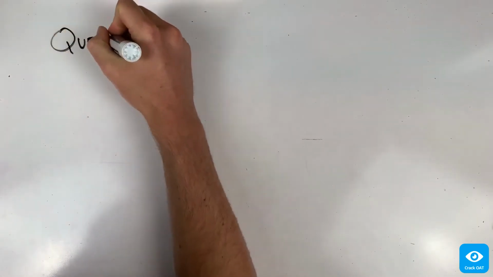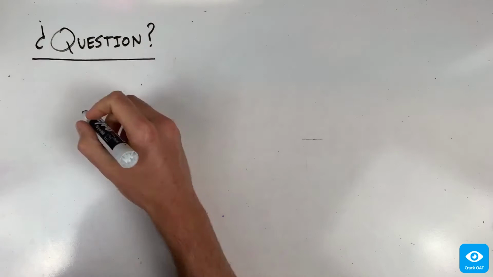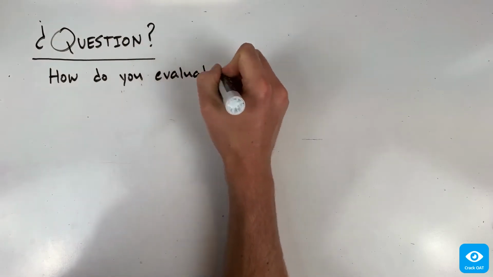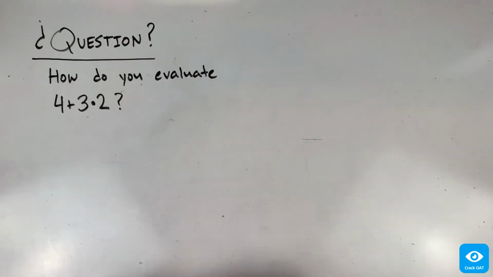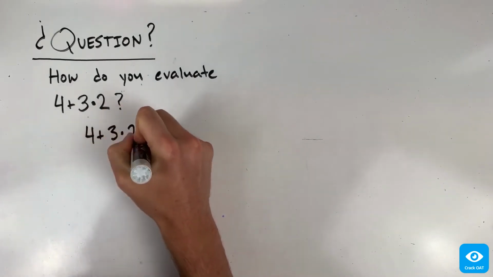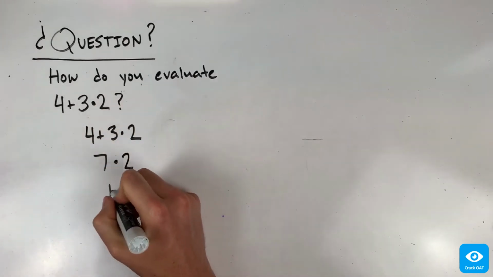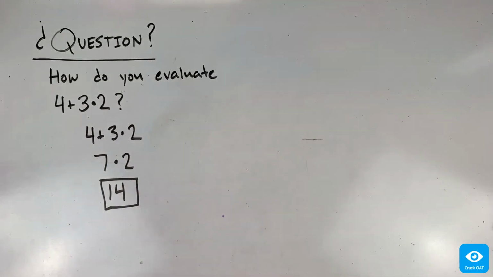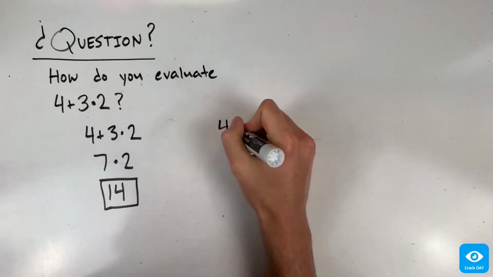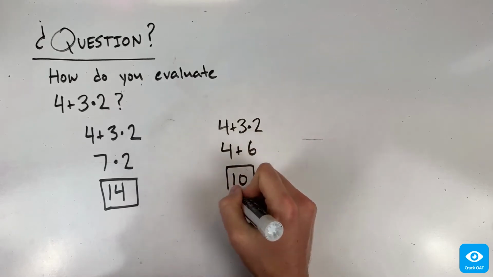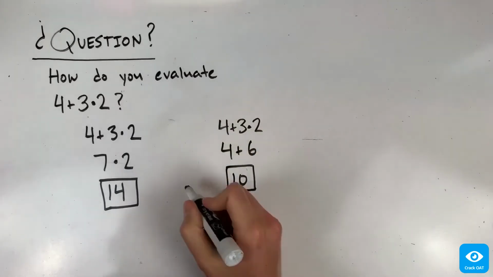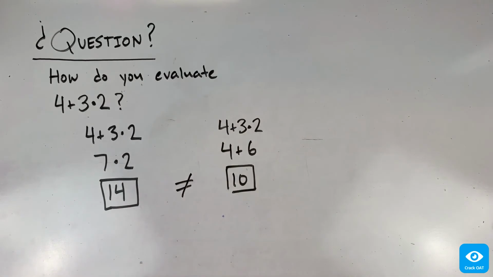We'll begin our story about order of operations with this simple question. How would you evaluate 4 plus 3 times 2? Well, you might say that's easy. 4 plus 3 is 7, and 7 times 2 is 14. Done. But then someone else might say, well, hold up. 3 times 2 is 6, and 6 plus 4 is 10, so it's actually 10. Well, what gives? What's the actual answer?